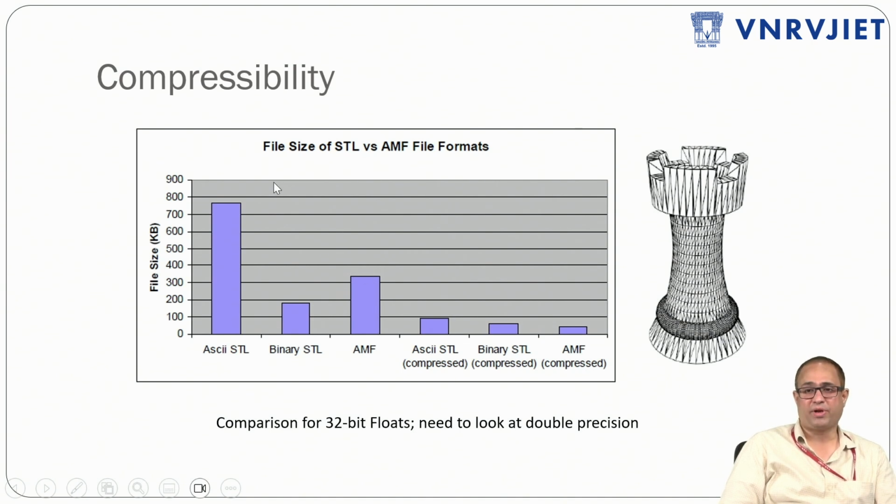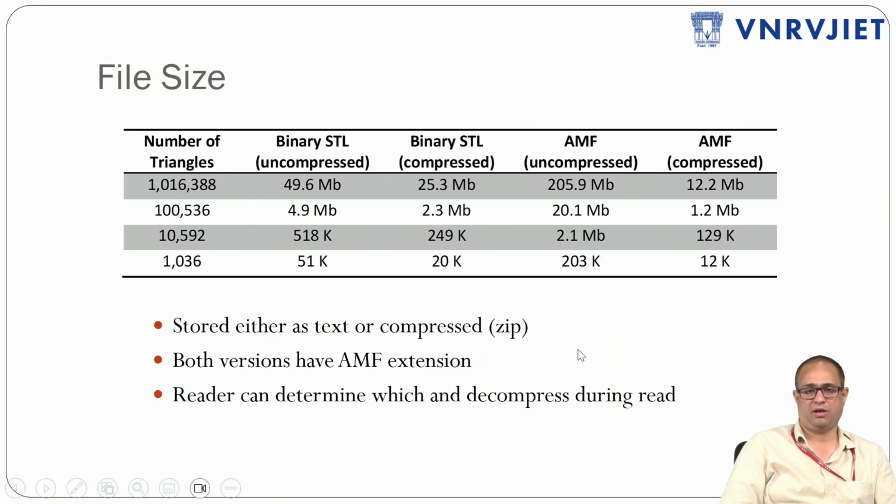how the compressibility of the file is shown, compared between the STL and the AMF file. You can see the ASCII STL and binary STL. You can see the AMF file is comparatively very low, in both ASCII and binary compressed, because much more data can be stored in the AMF file. You can see here the number of triangles, binary triangle uncompressed, binary triangle compressed, and AMF uncompressed and AMF compressed. This table shows all this data. So how well the AMF file can be compressed.